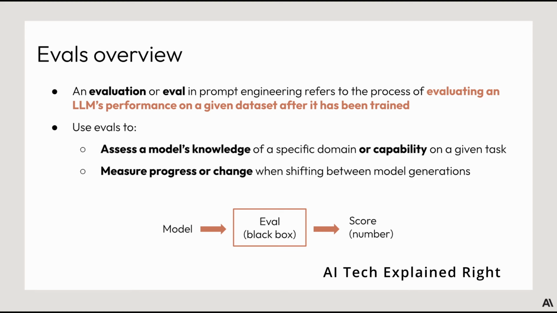So as you see here in the diagram, you have the model as a black box. We evaluate it on examples, and we have a score as an output to evaluate its performance.